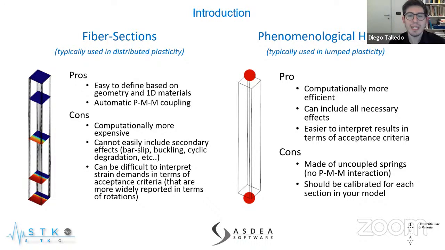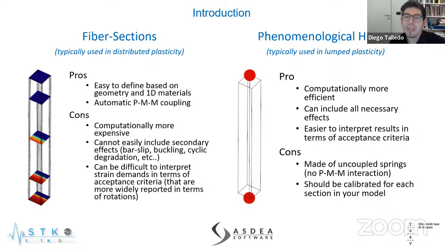On the other hand, we have two strong problems. The first problem is that typically these hinges are composed of uncoupled springs and don't account for PMM interaction. Of course, you can do something in your model. You can, for instance, calibrate each hinge based on the axial force that you have after the static analysis of the gravity load, or you can do something like that. But there is no real coupling between axial force and bending moment during the analysis, and the axial forces can change during the analysis.